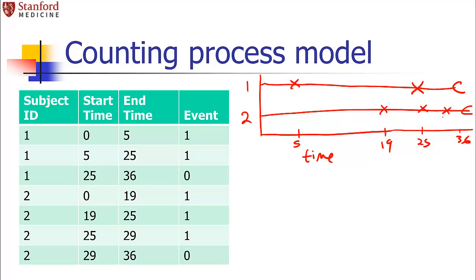So they have 3 events in the study. How would the likelihood term be set up? Well, every time there's an event, we're going to have a new term in the likelihood. So in this case, we're going to have 1, 2, 3, 4, 5 terms in the likelihood.